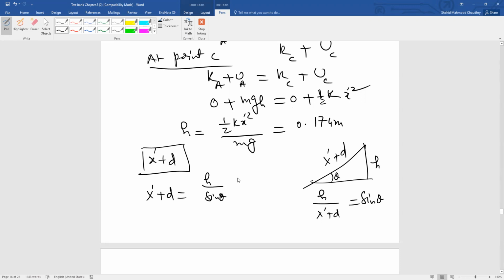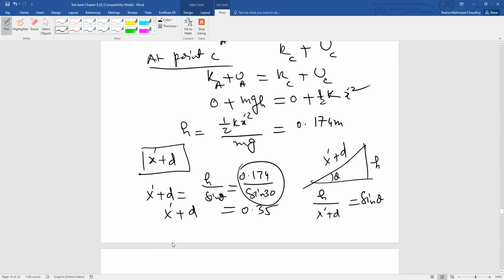I'm writing theta. So you can see that this h value is 0.174 and sine of 30. Sine 30 is 0.5. You can solve this one and get the answer of 0.35. So this is x dash plus d.